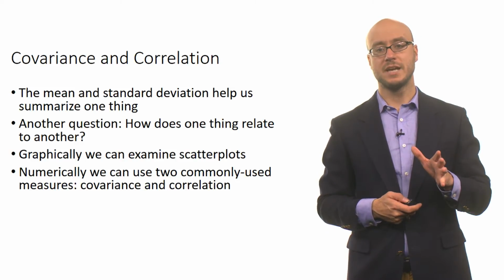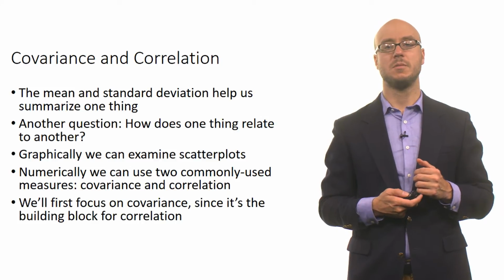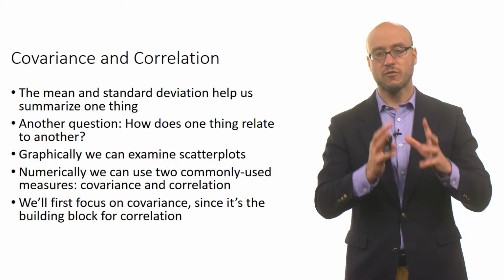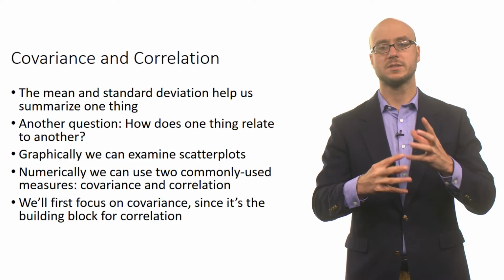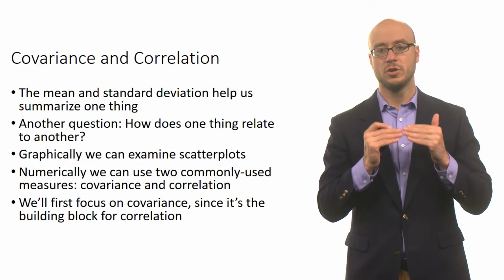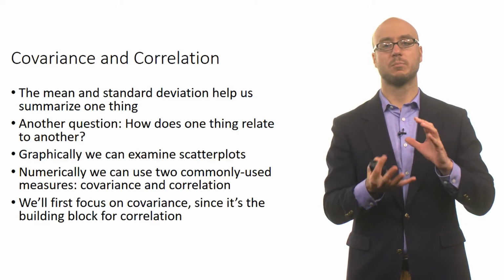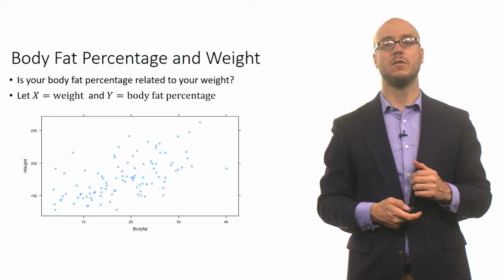So besides scatter plots, we can use these measures of association. We're first going to look at this idea of covariance, and then we're going to use covariance to understand correlation. You can think of correlation as an improved version of covariance.